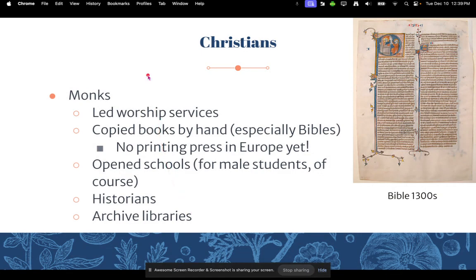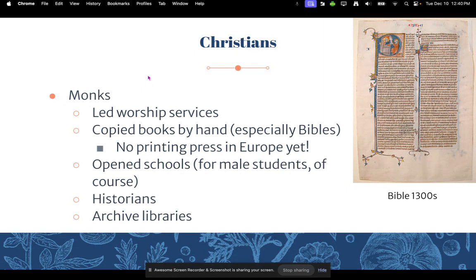So monks, their job was to lead worship services. They also had this very important job of copying books by hand. So you have to think, back in the early Middle Ages, going all the way up to pretty much the mid-Middle Ages, there was no printing press. So if you wanted a book, it had to be copied down by hand. So monks copied books by hand, especially the Bible.